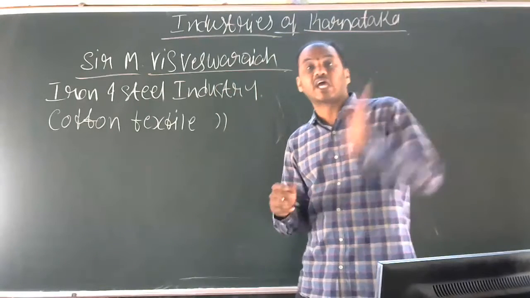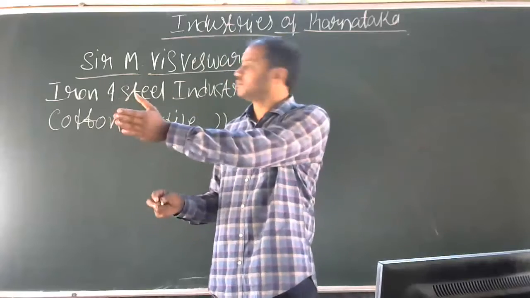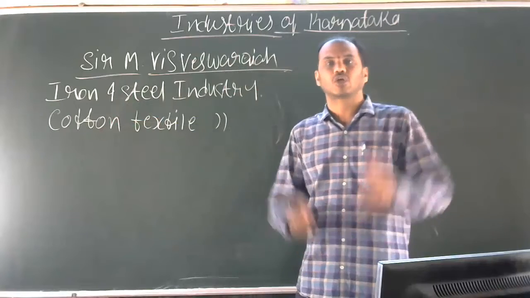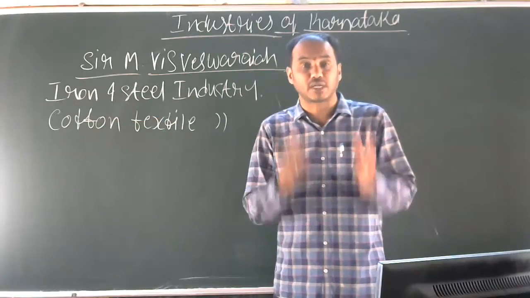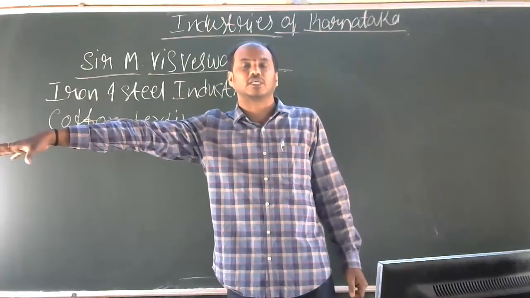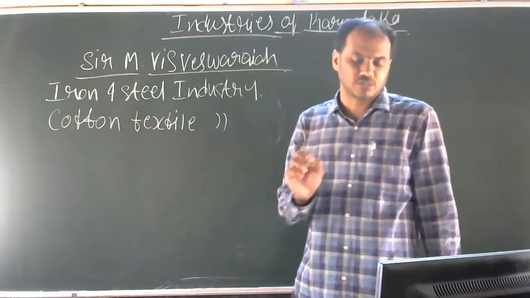It is an agro-based industry. Cotton textile is the agro-based industry. Why has it been called an agro-based industry? Because the raw material is being supplied from agricultural products. So it is called the agro-based industry.